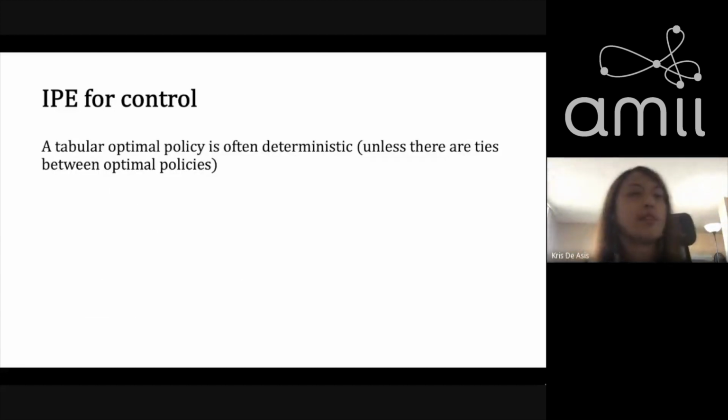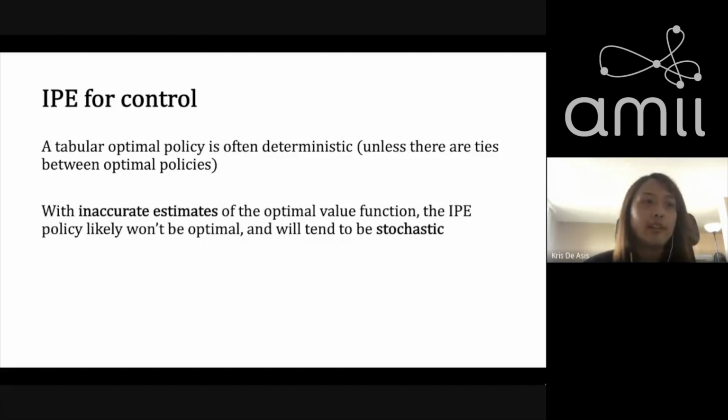To give some intuitions for what's going on, a tabular optimal policy is often deterministic unless there are ties, in which case it'll be some mixture of these optimal policies. And under this intuition that it's generally deterministic in the tabular setting, if you have inaccurate estimates of the optimal value function and they don't really satisfy the Bellman equation, the inverse policy evaluation policy likely won't be optimal, and it will tend to be stochastic because the optimal one would generally be deterministic.